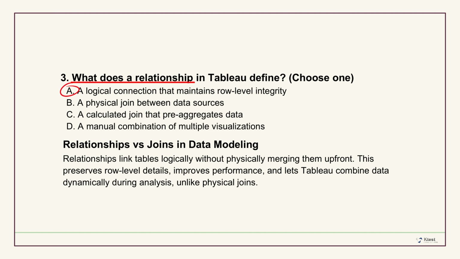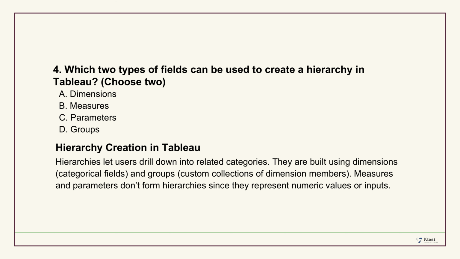Okay, so we've combined data, but raw data often needs organizing. How do we create those nice drill-down paths in Tableau, like going from region to state to city? What are hierarchies built from? Right, for creating those drillable hierarchies, you mainly use dimensions and groups. Dimensions are your typical categorical fields like text or dates, like region, product category, order date.